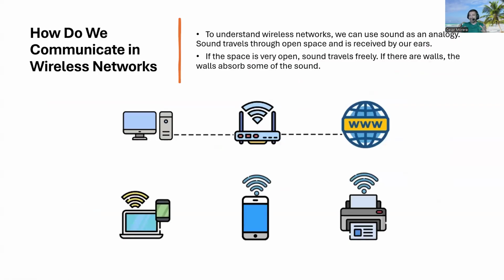How do we communicate with these wireless networks? To understand wireless networks, we can use sound as an analogy. Sound travels through open space and is received by our ears. If the space is very open, sounds travel freely. If there are walls, the walls absorb some of this sound.